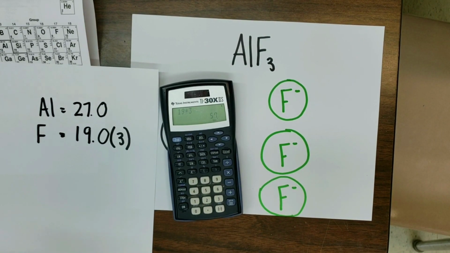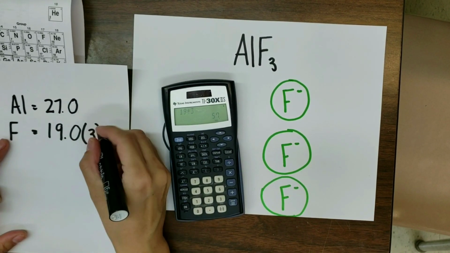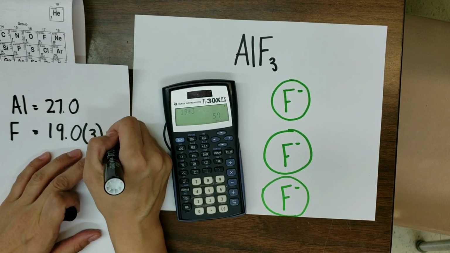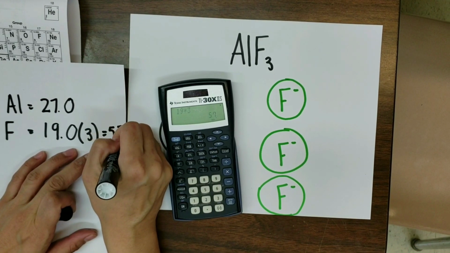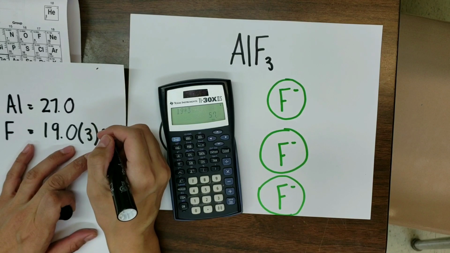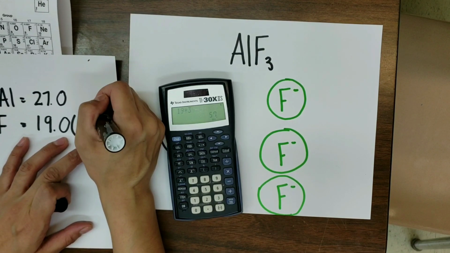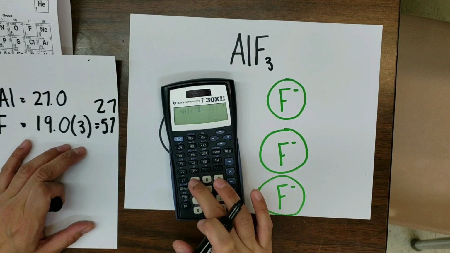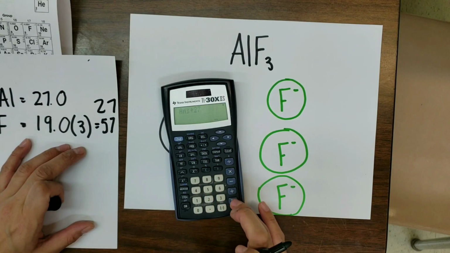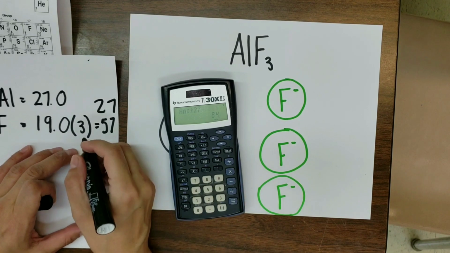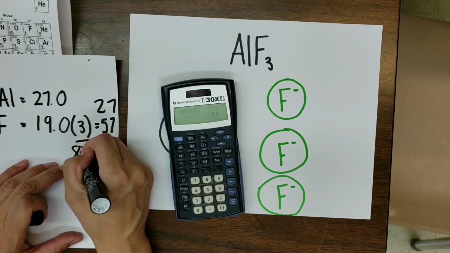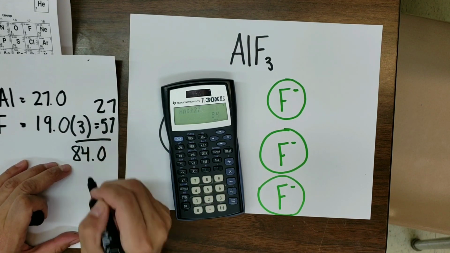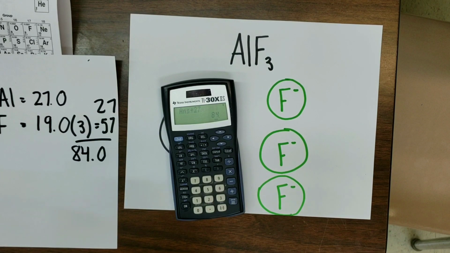So when we use our calculator to carry out the multiplication, we see that 3 times 19 is 57. If we add that mass to the mass of our single aluminum, 27, we can get the total mass of our substance to be 84. Now, because we had a decimal point in our masses, we will keep it.